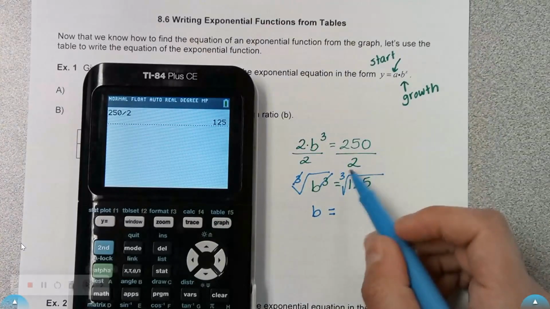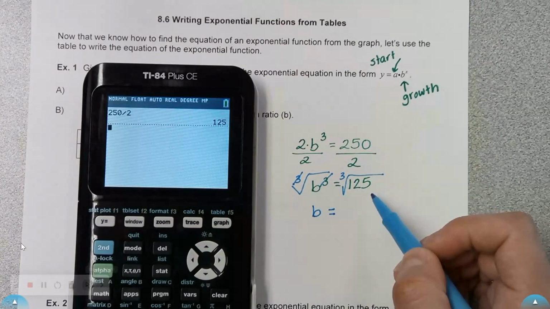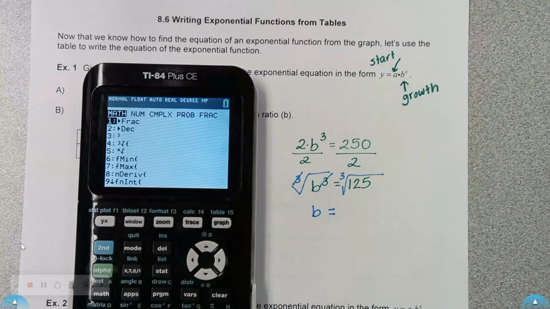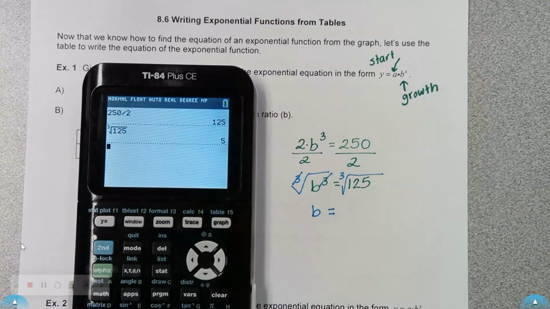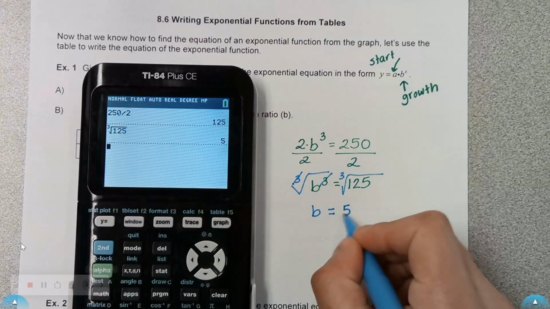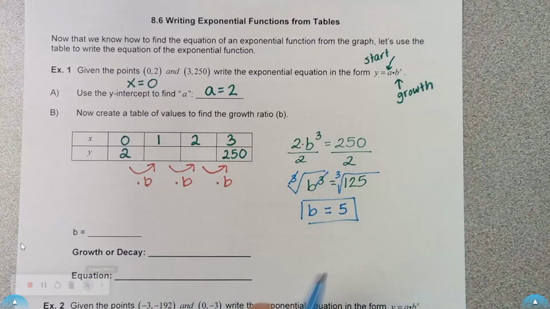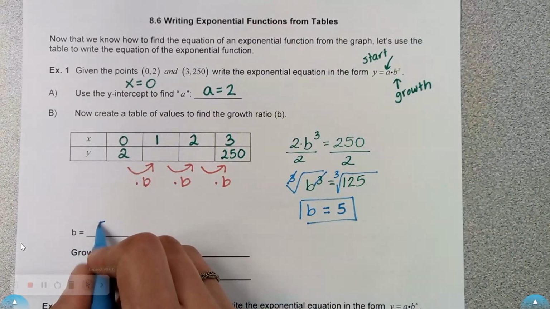Then in my calculator, I'm going to type in this third root of 125. So I'm going to press math. It's option number 4. And I'm going to type in 125. So it looks like B is 5. So my growth, or what I'm multiplying by, is 5. So here I'm going to write B equals 5.